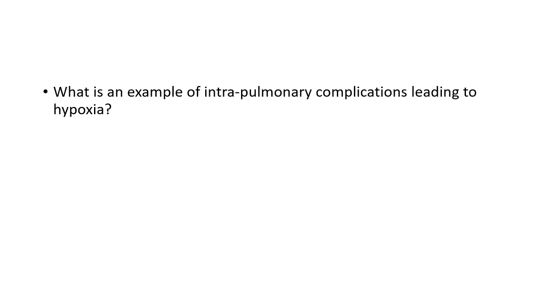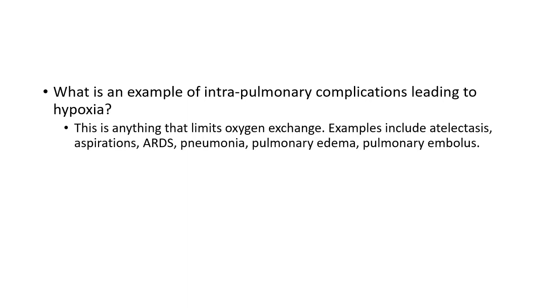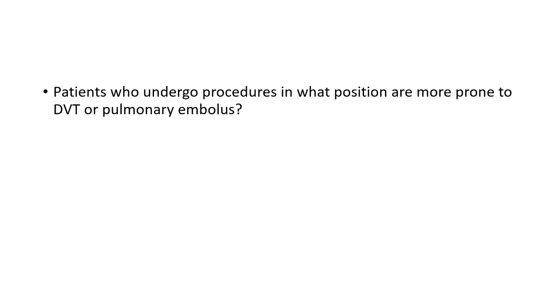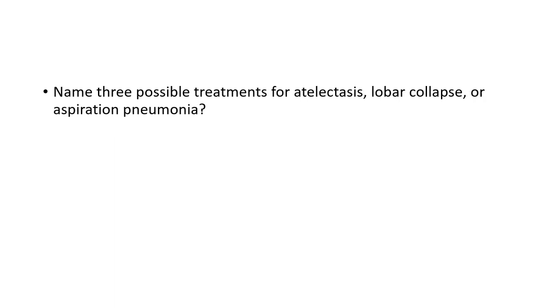What is an example of intrapulmonary complications leading to hypoxia? This is anything that limits oxygen exchange. Examples include atelectasis, aspiration, ARDS, pneumonia, pulmonary edema, or pulmonary embolus. Patients who undergo procedures in what position are more prone to DVT or pulmonary embolus? Lithotomy position.